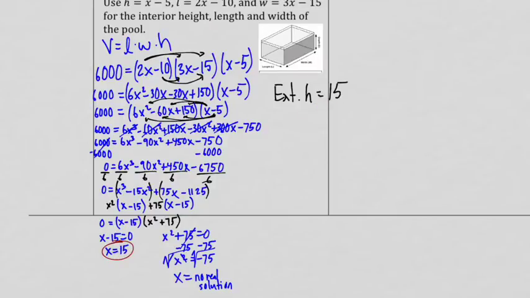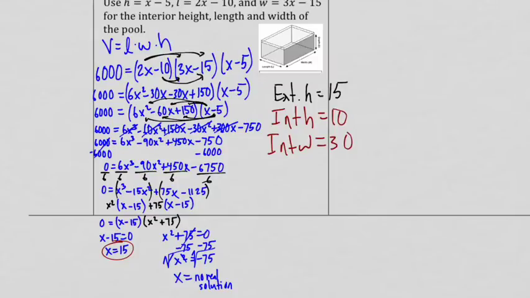You want to find the interiors. All you got to do is just plug it into each one to figure out what each one of those is. The interior height is going to be x minus 5, so 15 minus 5, and so it's 10. Interior height is 10. Interior width, that would be this one right here, right? 3x minus 15. So 3 times 15, 45. 45 minus 15 is 30.